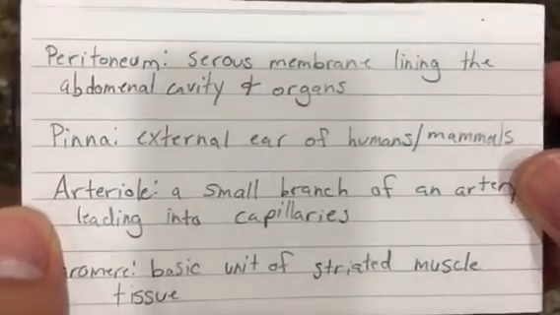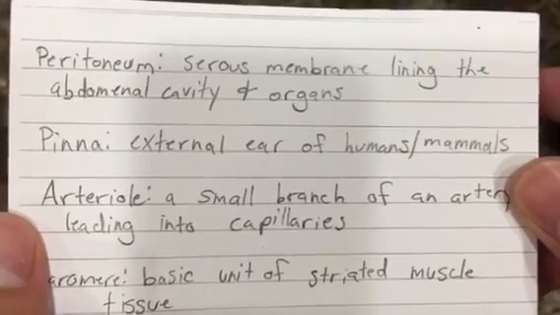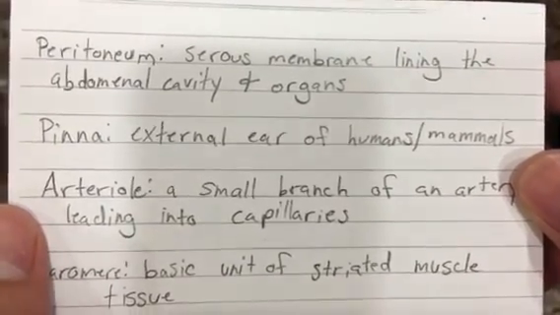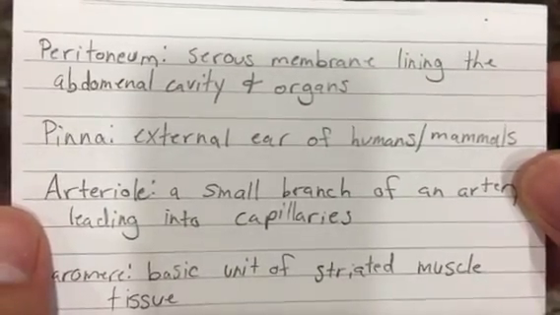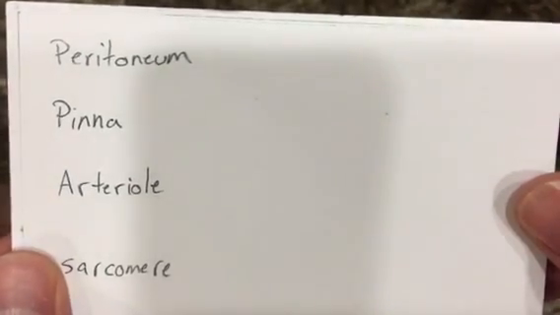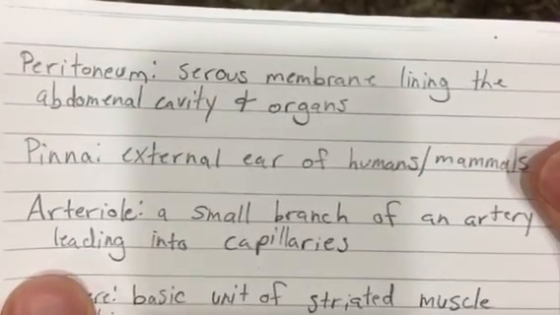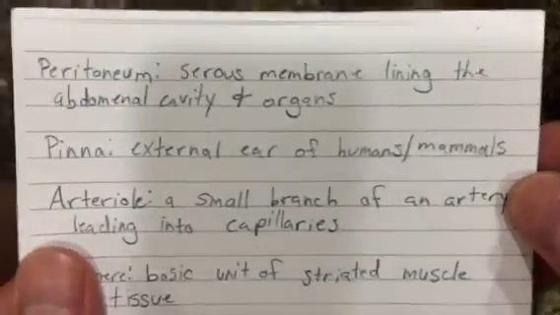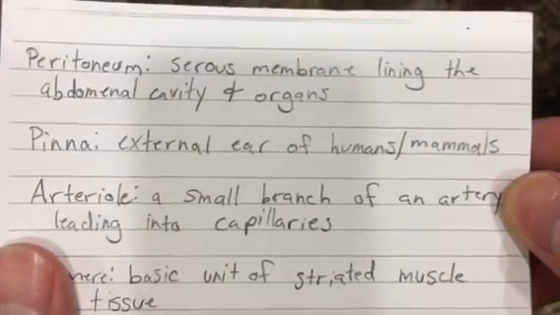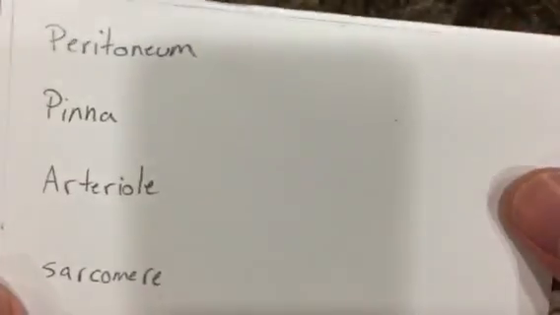Peritoneum, serous membrane lining the abdominal cavity and organs. Let's do that one more time. Peritoneum, serous membrane lining the abdominal cavity and organs. The pinna, external ear of humans and mammals.